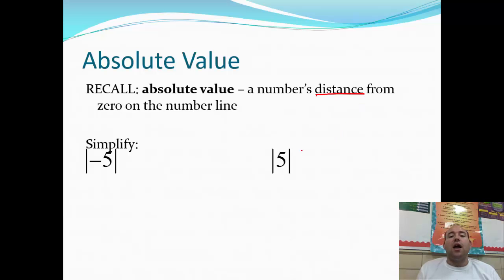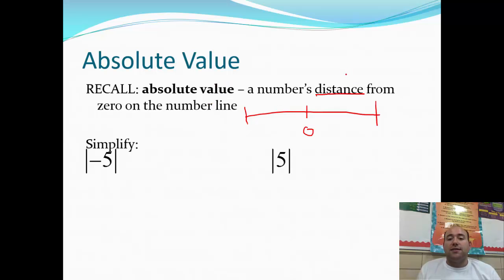So we're not really talking about the value of the number. We're talking about how far away on the number line a certain number is from this point 0. That's important because that's related to how we're going to end up solving absolute value equations.